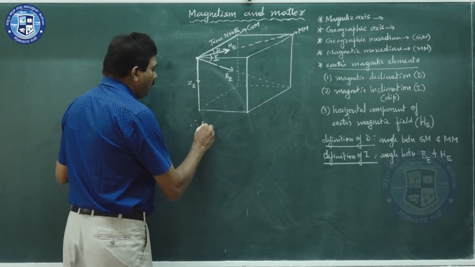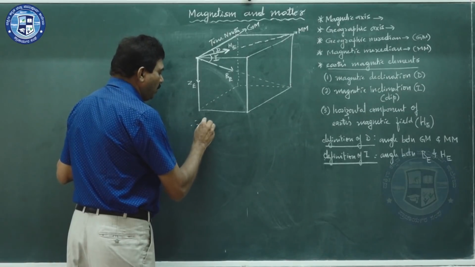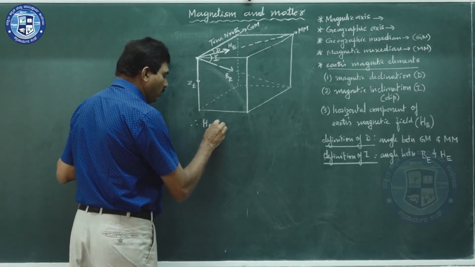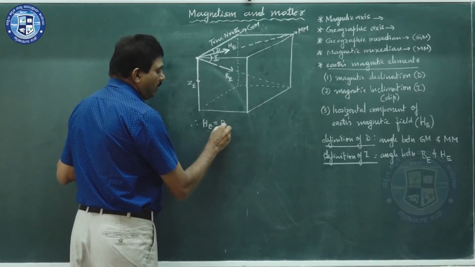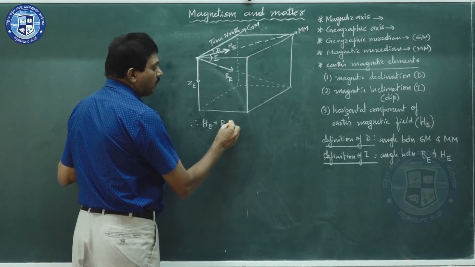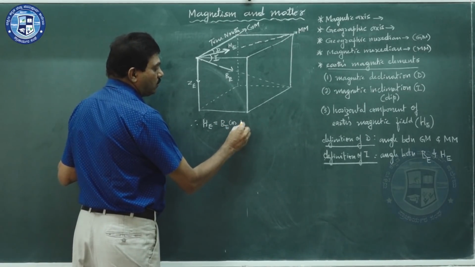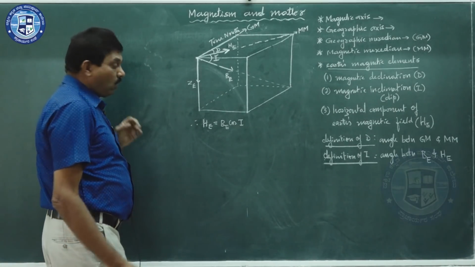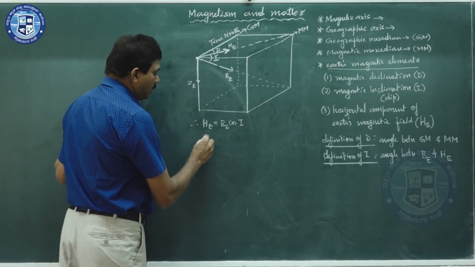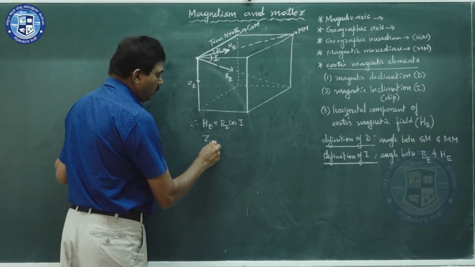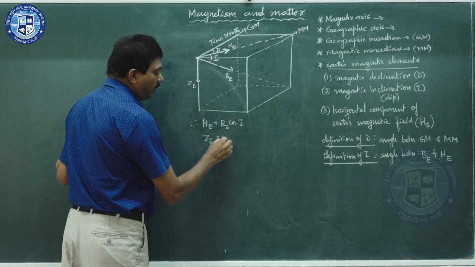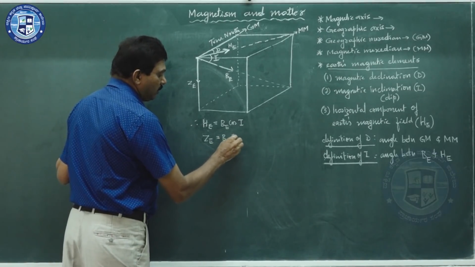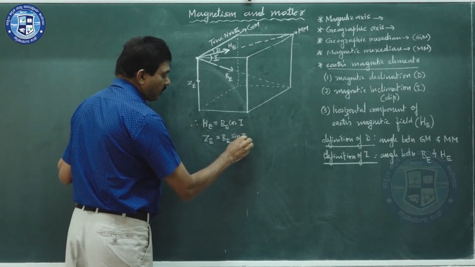Therefore, what you can write: the horizontal component of Earth's magnetic field is equal to the horizontal component of the total magnetic field. So, we can write it as HE is equal to BE cos I, and what is ZE? It is the vertical component of the Earth's magnetic field. It will be equal to BE sin I.